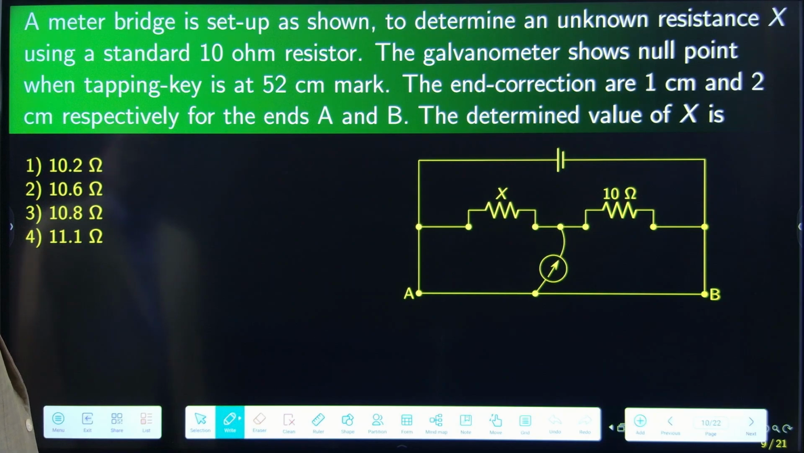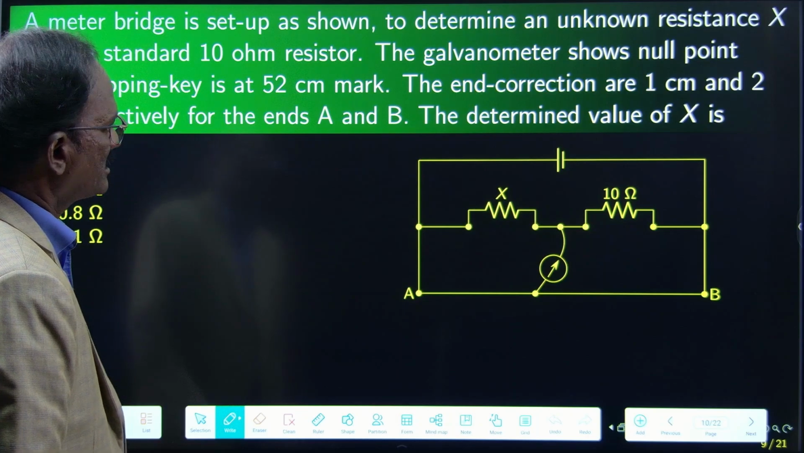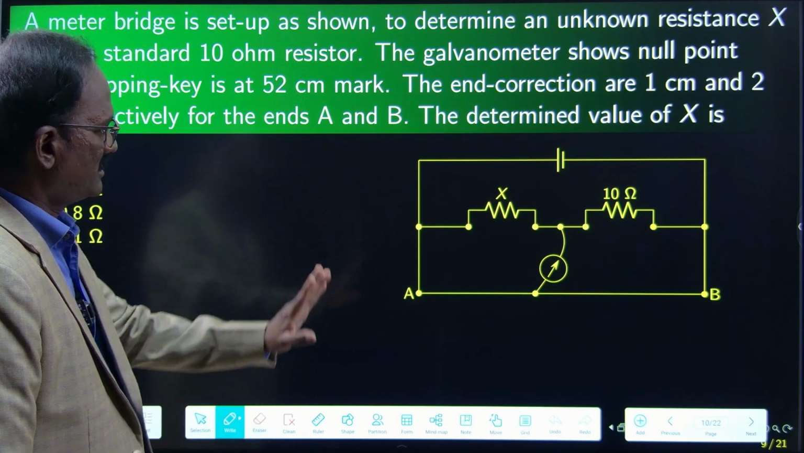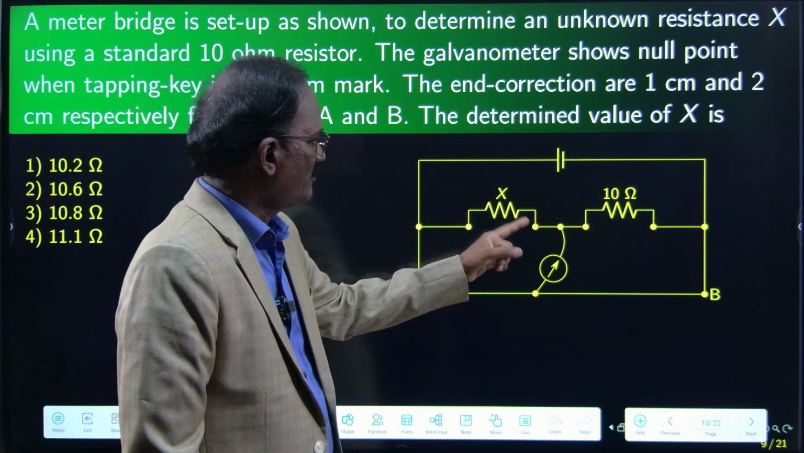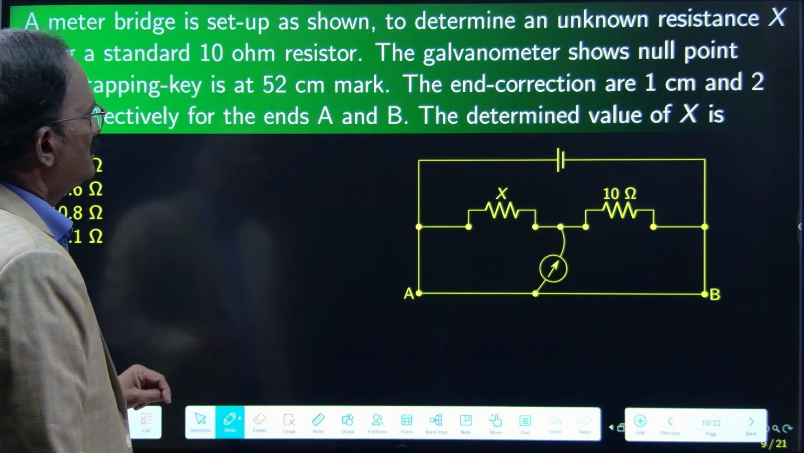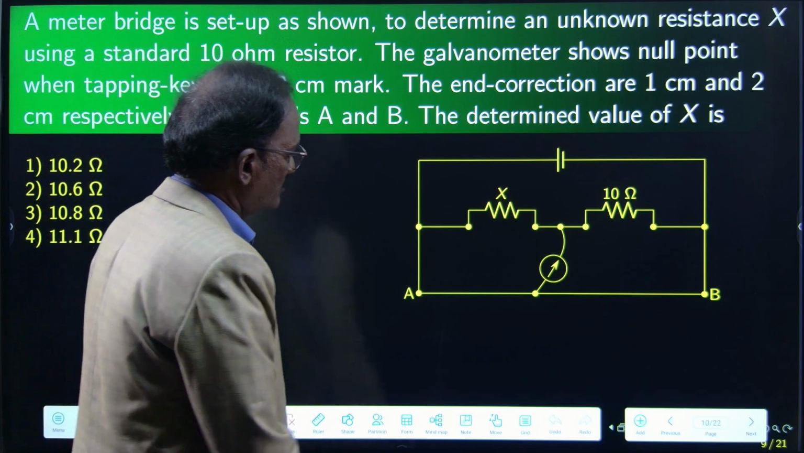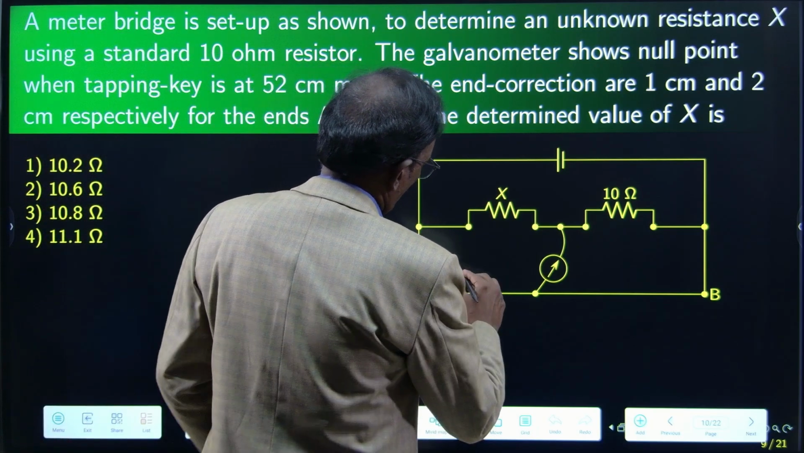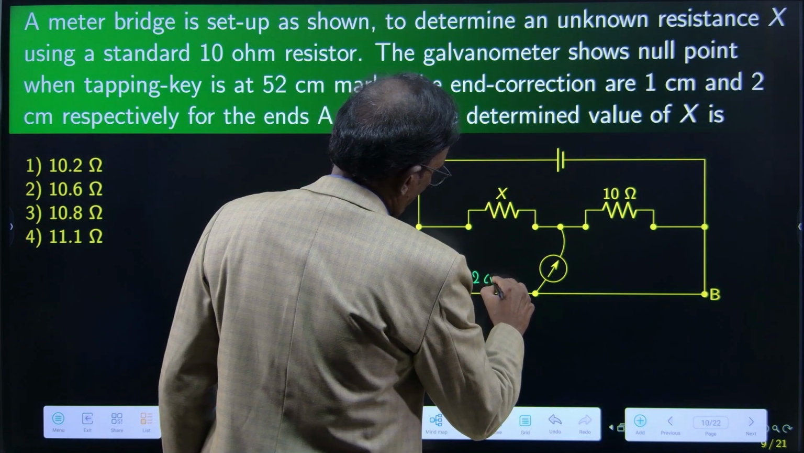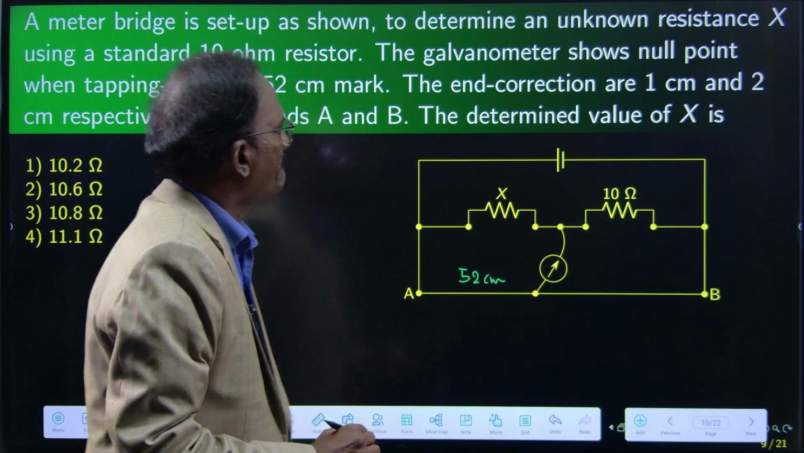Right. Next problem. A meter bridge is set up as shown to determine an unknown resistance using a standard 10 ohm resistor. X value is found using this bridge using a 10 ohm resistor. The galvanometer shows null point when tapping key is at 52 centimeter. This is the tapping key. This is the galvanometer.